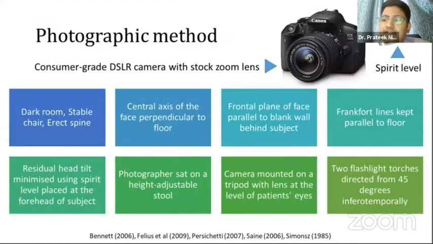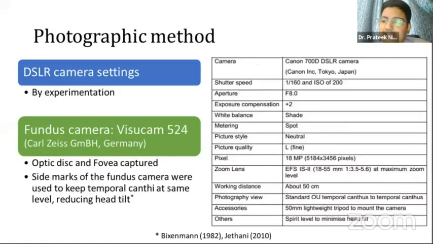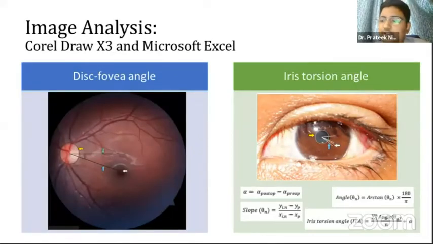The iris photographs were taken in forced primary position using a DSLR camera, minimizing head tilt with the double-axis spirit level. The camera settings, as shown in the table, were found by experimentation. Central fundus photographs were taken using camera side marks to reduce head tilt. The Corel Draw X3 software was used to calculate disc fovea angle, read pixel coordinates and iris landmarks, and slope of lines joining the pupillary centers to these landmarks. Iris torsion angles were calculated using a Microsoft Excel spreadsheet involving 4 iris landmarks.